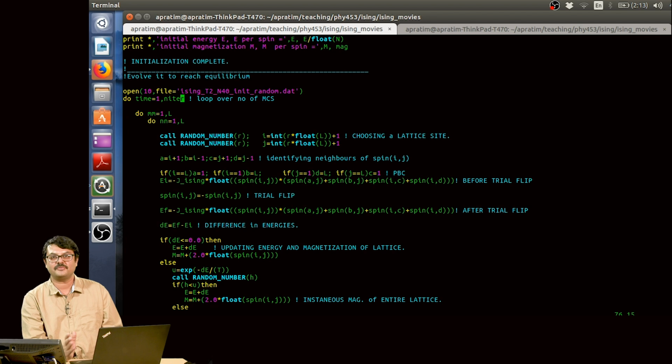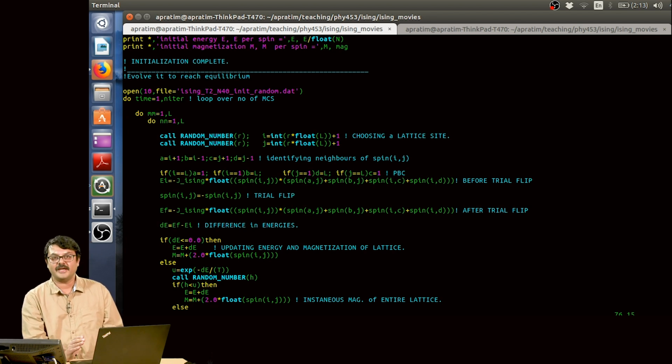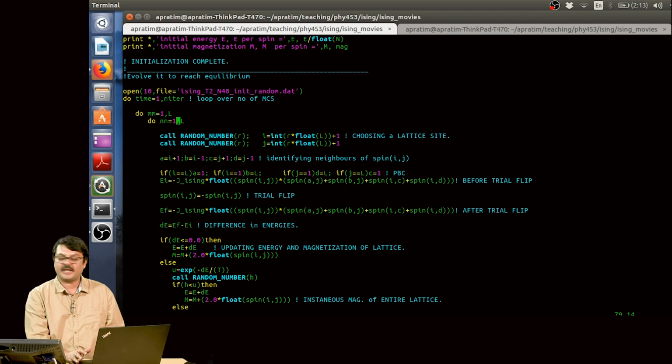Niter stands for number of iterations, n iter. We are going to have niter number of independent microstates. That is what we are going to generate after every Monte Carlo step. Okay. So, we are actually going to generate more, but now do equal to 1 to L, do Nn equal to 1 to L. These are dummy variables. We are basically going over each site in the lattice, but we are not going through each site in the lattice in a sequential manner.